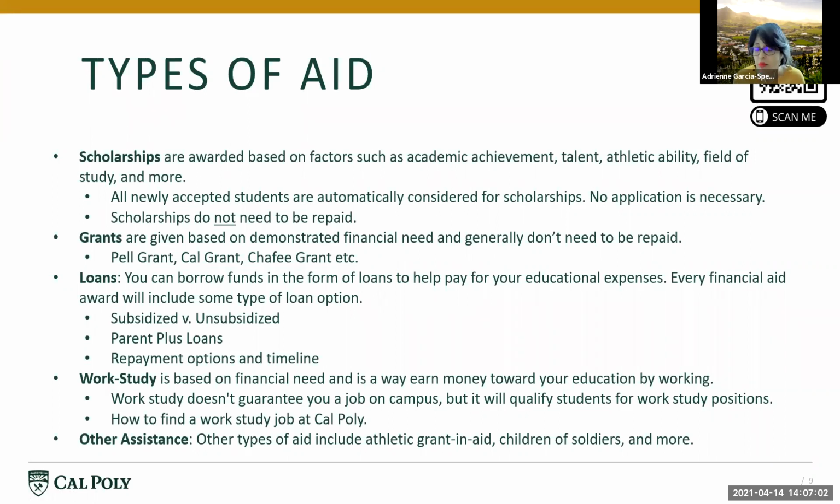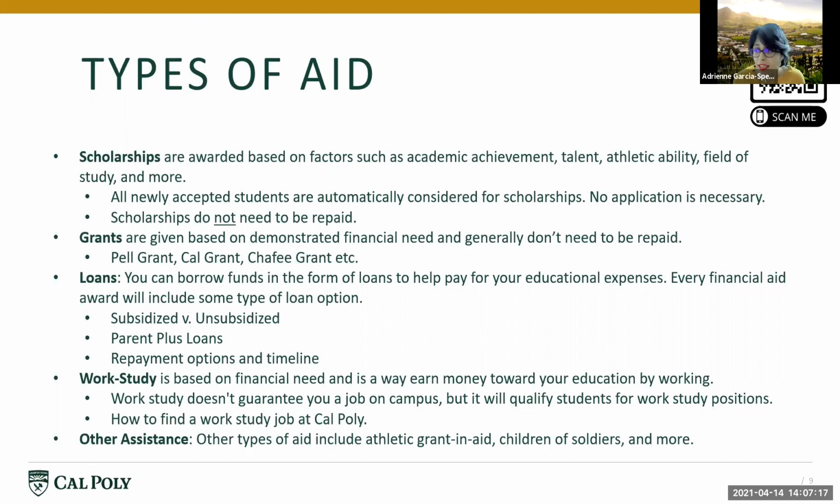Similarly, grants are types of aid that are given to students who demonstrate financial need and don't need to be repaid. This includes a Pell Grant, which is a federal grant, a Cal Grant, a Chafee Grant, and several other grants that you might see on your financial aid package.